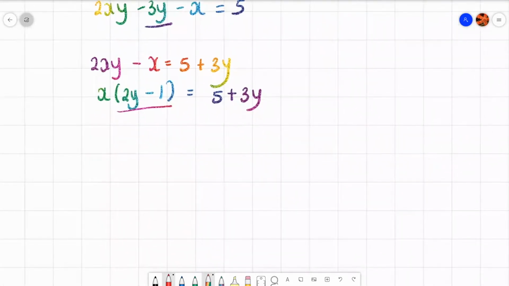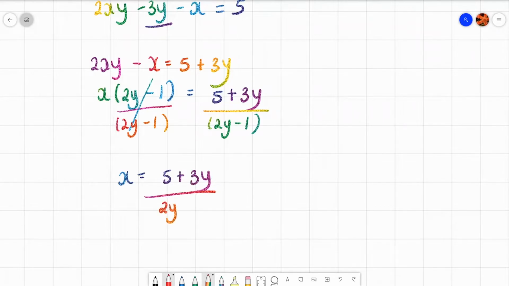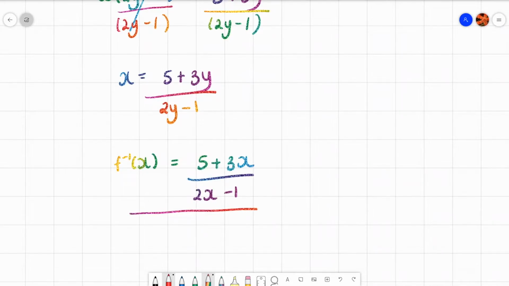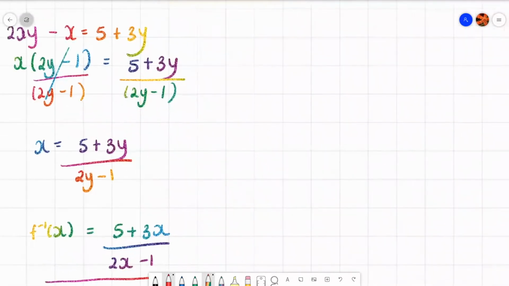So that means times by (2y minus 1), so I've got to divide both sides by 2y minus 1. You can do it like this if that makes it easier for you. But that cancels, doesn't it? So x equals (5 plus 3y) over (2y minus 1). Replace the x with f minus 1 of x, and then replace the y with x. Okay, and there you are. Okay, so it is tricky, isn't it? Let's have a look at another example like this, because it is quite tricky.